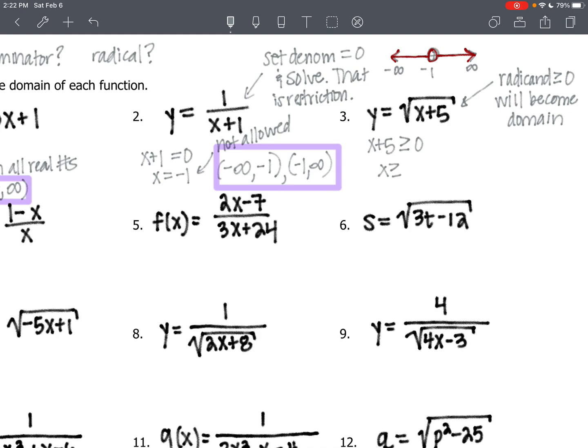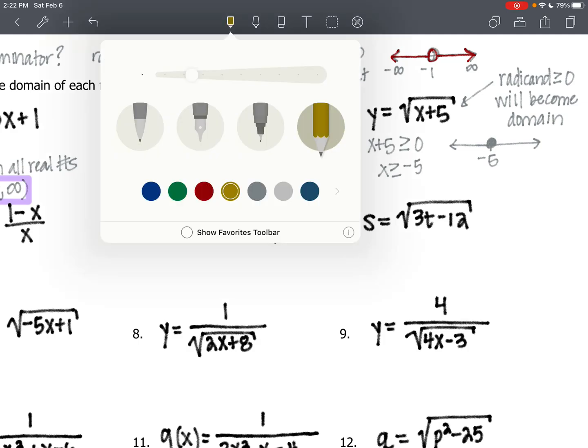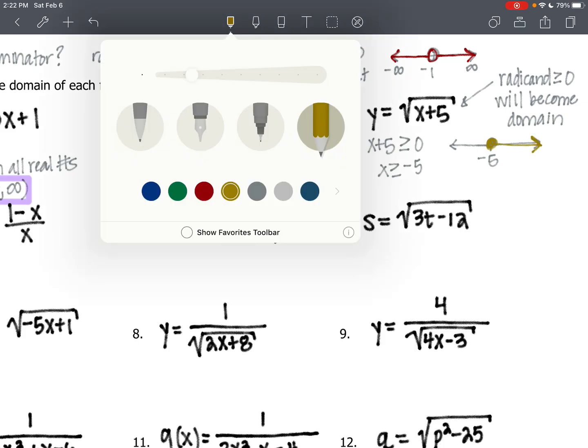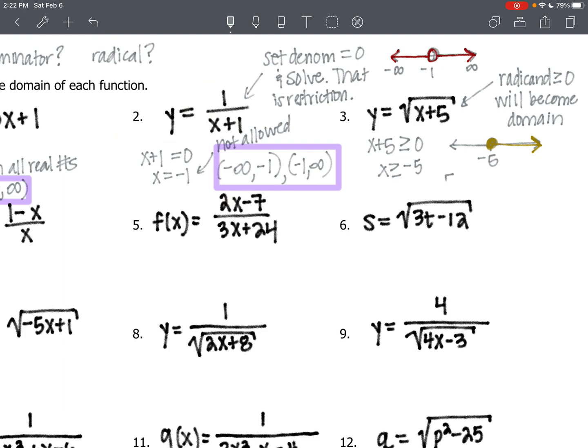So x is greater than or equal to negative 5. On a number line, negative 5, greater than or equal to is going to be a closed circle. So greater than or equal to negative 5 would be a closed interval, negative 5 to infinity.